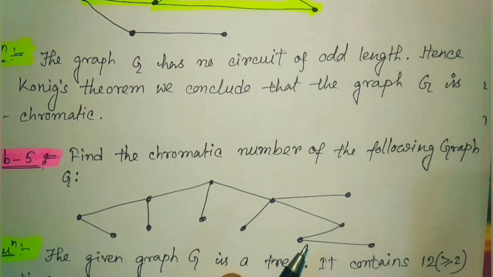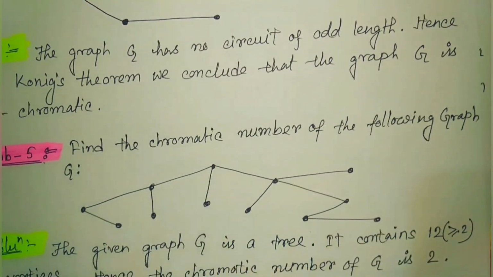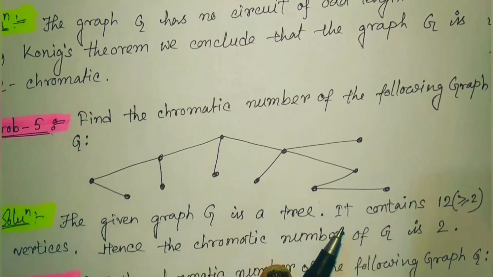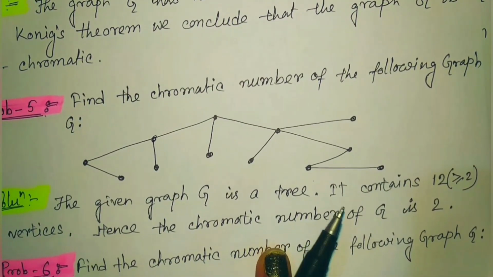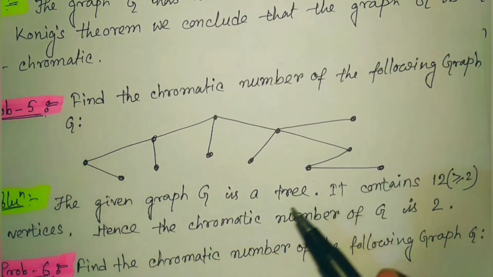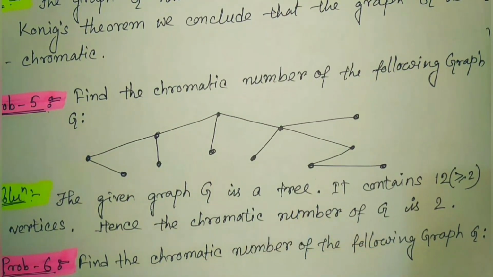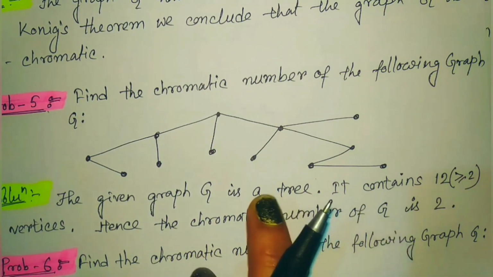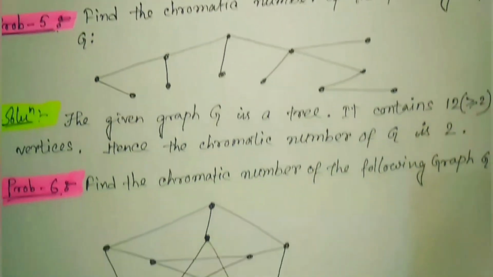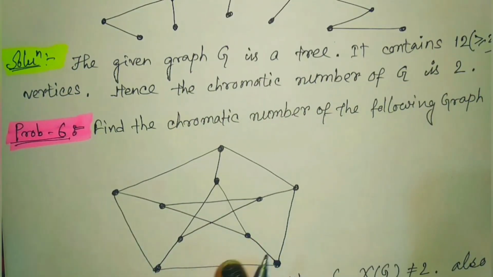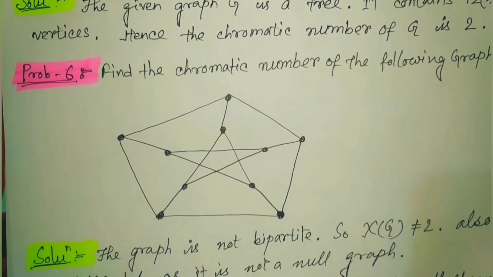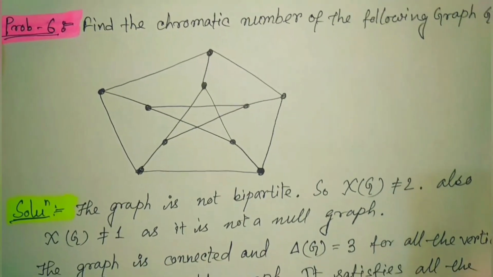Next problem: find the chromatic number of the following graph. This one is a given graph and we are supposed to find its chromatic number. It is very obvious that no circuits are there and it is a tree. We know that a tree is a kind of bipartite graph and its chromatic number is always 2. So the chromatic number for this type of graph is 2. One more example is given. Find the chromatic number of the following graph. This one is the given graph and we are supposed to find its chromatic number.